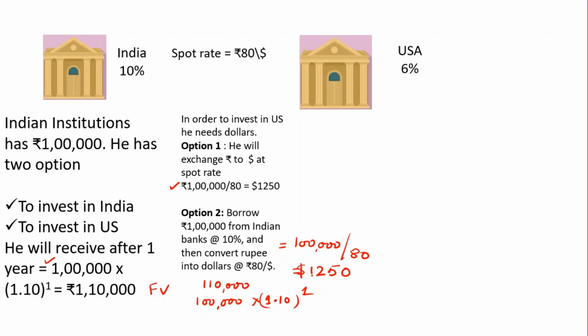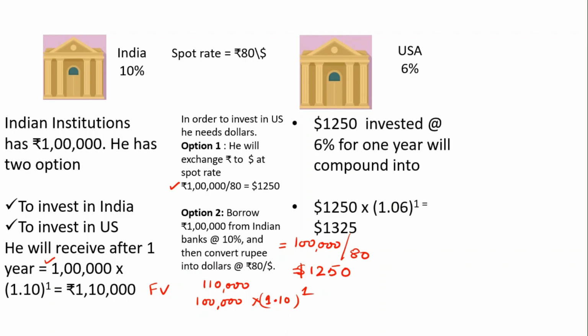So he has two options, whichever he is fond of, he can go with that. Hope you understood this part, what an Indian investor is doing. First option, invest in India, enjoy 110,000 after 1 year. Second option, borrow money from an Indian bank today and invest that money in United States. So let's see, if he is going to invest that money in United States, what will happen.